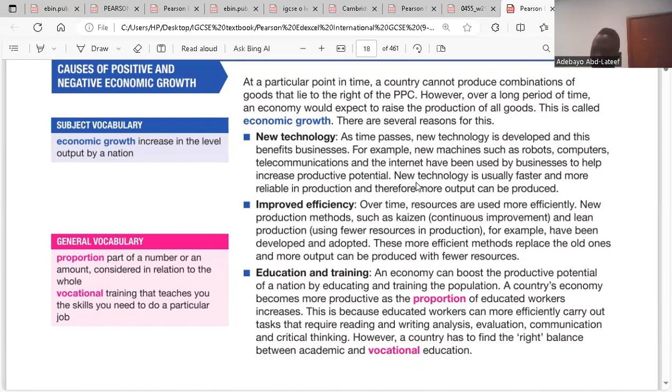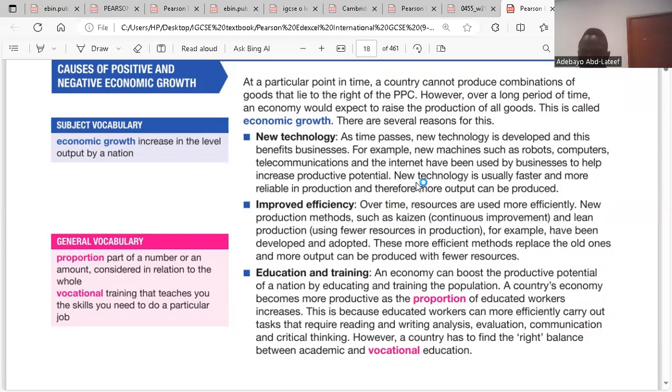The second point, improved efficiency. When we talk about efficiency, we're talking about how production is being done, the production method. So if the production method you use, like continuous improvement or whatever, is efficient, it will allow you to produce more goods or more services with less resources. There's always economic growth if there's efficiency. Efficiency means you are not wasting resources. You are producing more with less resources. That would increase economic growth.